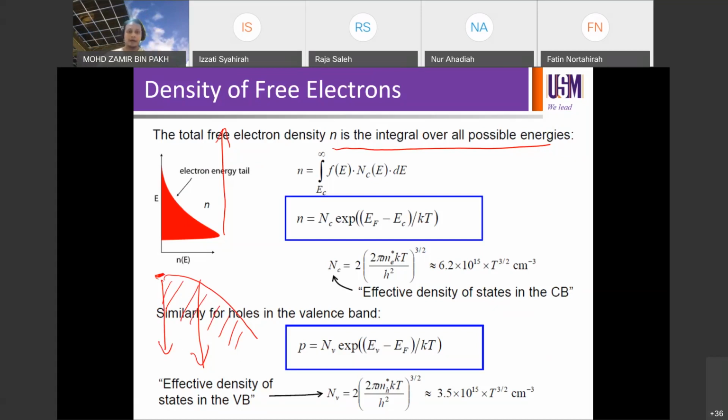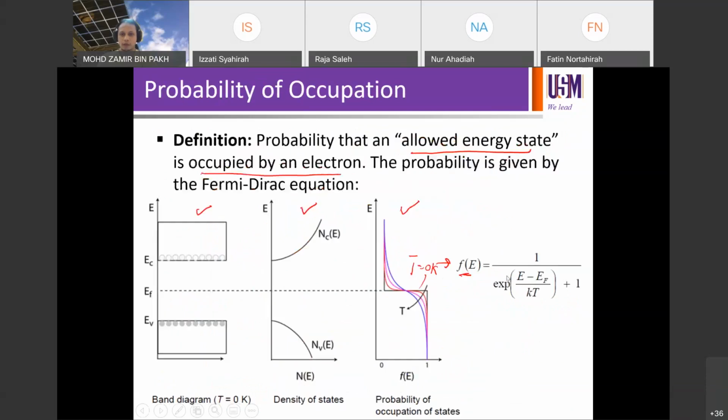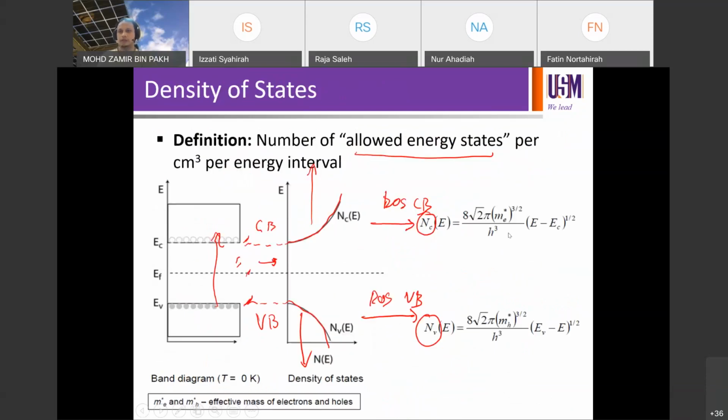If you want to do the integration, this is how the equation looks, and it can be simplified as this. Your n will be equal to NC exponential of (EF minus EC) over kT, which is derived from your FE times NC. This is the simplified version. Then you can represent your NC in this equation by this. You can do the calculation because you know the NC; we've gone through the NC equation just now.